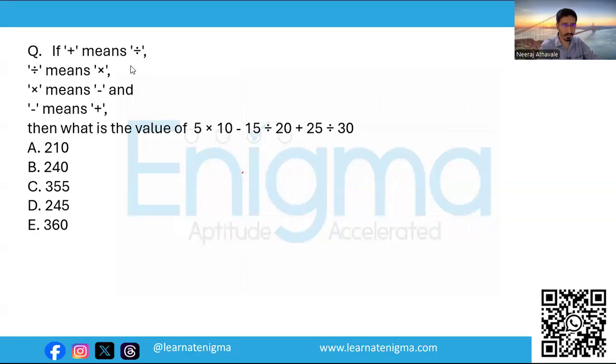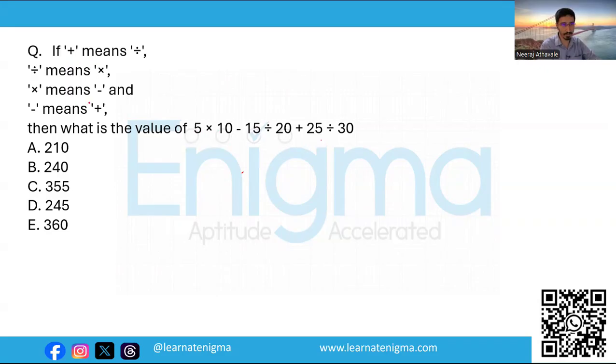If plus means division, division means multiplication, multiplication means minus, and minus means plus, then what is the value of 5 into 10 minus 15 divided by 20 plus 25 divided by 30? Okay. Now, first step over here is replace it with whatever it means.